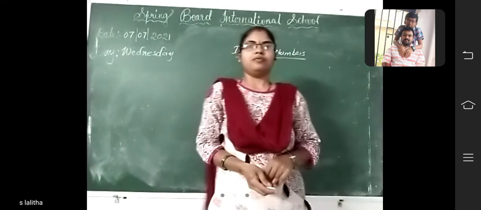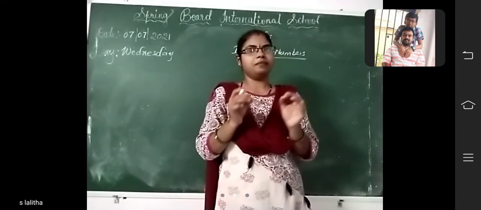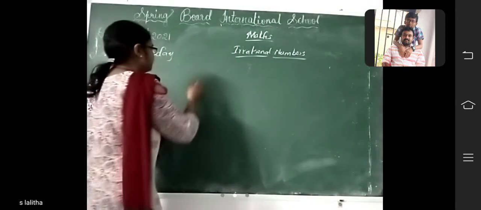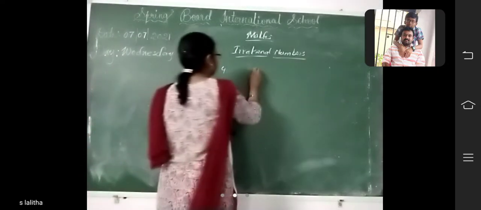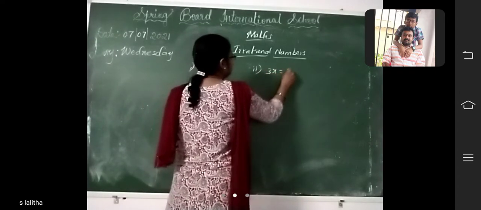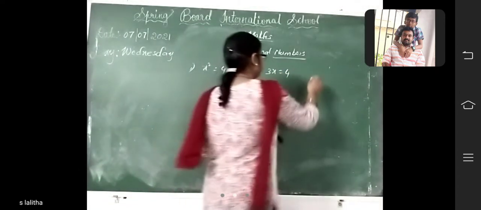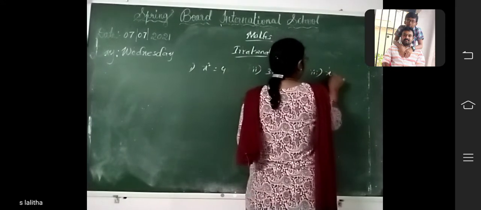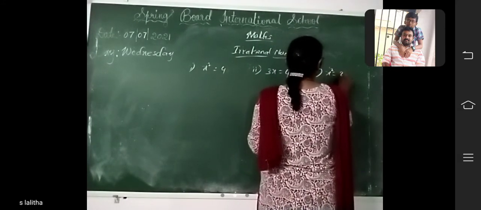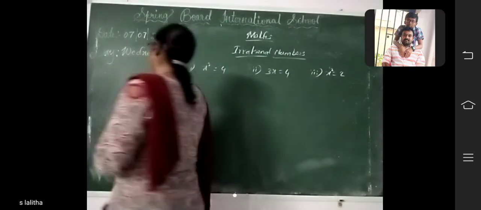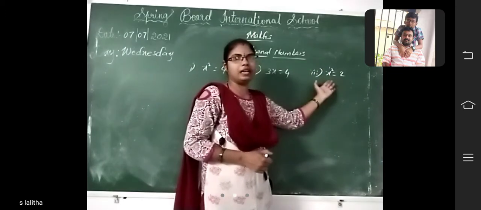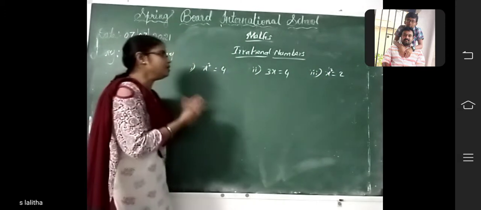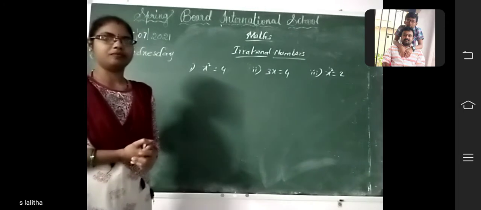Before we go to irrational numbers, first we are going to do some sums. What are those three? x square equal to 4, 3x equal to 4, x square equal to 2. Now how can you represent these on the number line?